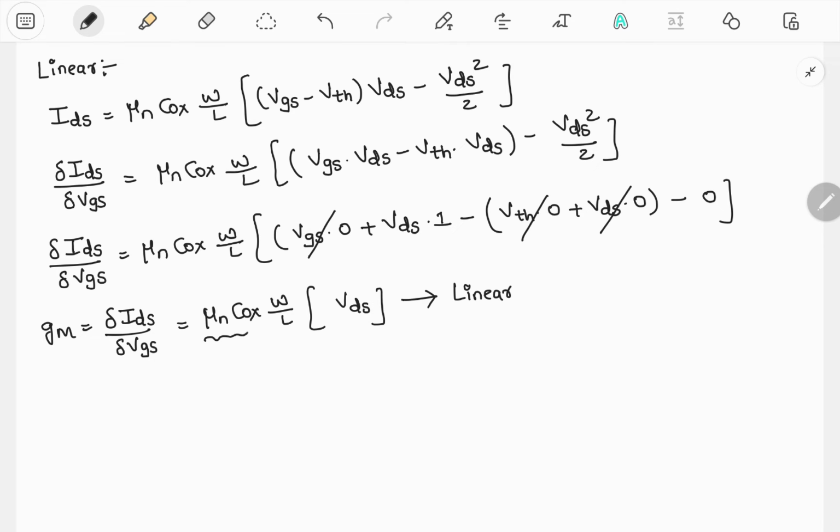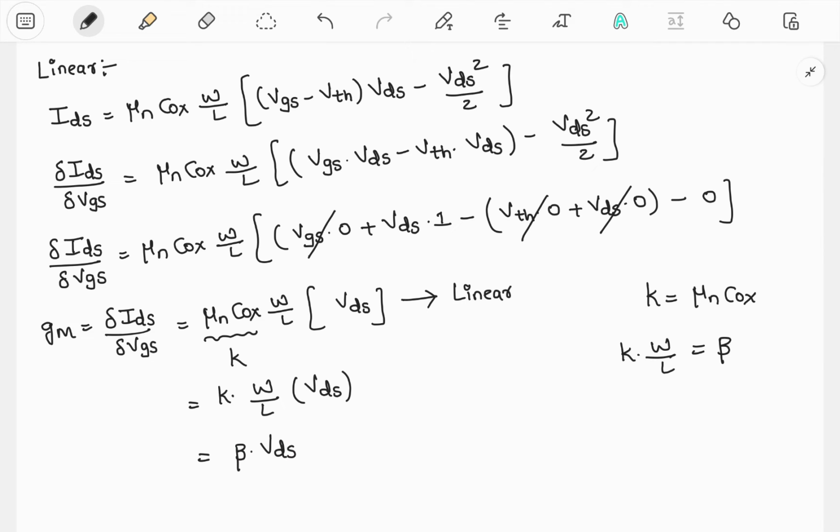If you want, you can replace mu n C ox with K, where K is equal to mu n C ox. If you want it with respect to K, you can write it like this: K into W by L into Vds. If not, you can replace K into W by L with beta, so you can also write it as beta into Vds. Either of these three relations is correct. You can go with this one or this one or this one. Anything is fine. So we are done with the linear region.